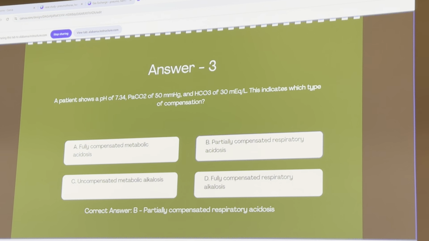What if my bicarb was 20? Uncompensated, right? It is different. It is abnormal, but it's not heading in the right direction. Remember, my bicarb has to be elevated to be partially compensated respiratory acidosis. So just because it's abnormal doesn't mean it's necessarily partially compensated. All right. So please know those values. I got several of these.